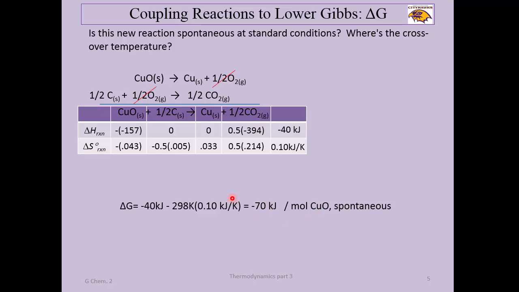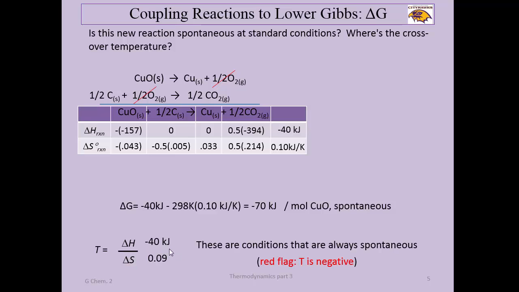And now just to look for the crossover temperature, remember, you can always take the enthalpy divided by the entropy, and you should be able to find a crossover temperature. Whenever you do this calculation and you get a negative temperature, that's your red flag that it's either spontaneous at all temperatures or never spontaneous at any temperature. In this particular condition, though, we know that both of these thermodynamic parameters are favorable to spontaneity. So this is a way to couple the reaction, and it does prove that it can make it spontaneous.